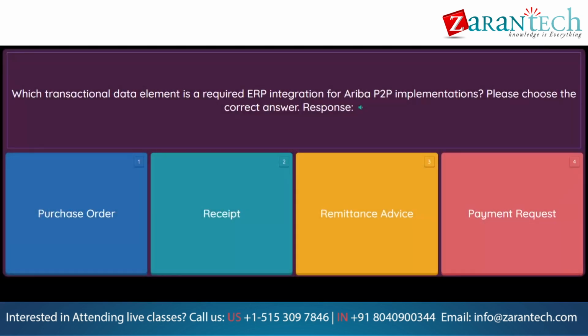Question: which transactional data element is a required ERP integration for Ariba P2P implementations? Please choose the correct answer. Response: Option 1 purchase order. Option 2 receipt. Option 3 remittance advice. Option 4 payment request.